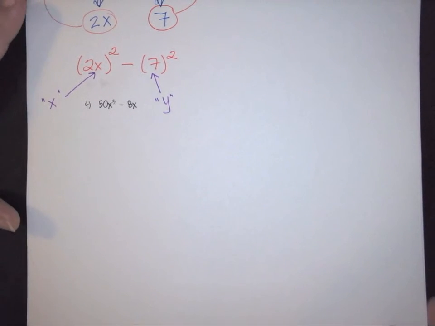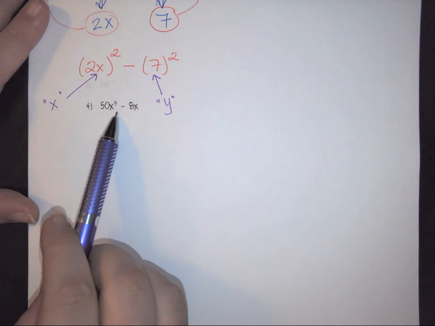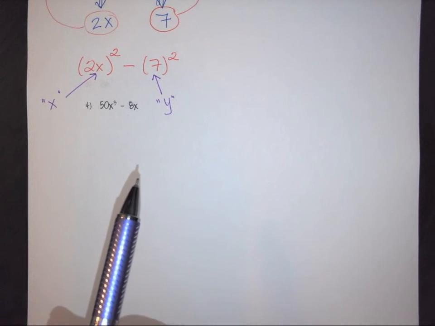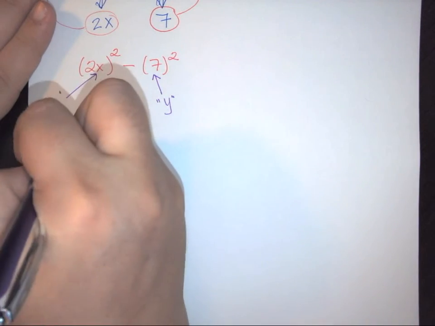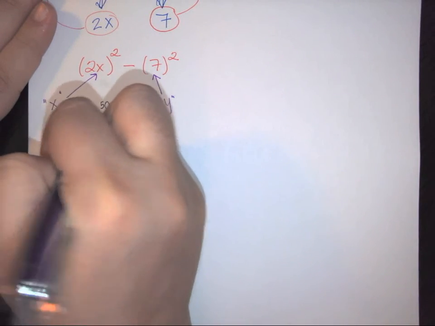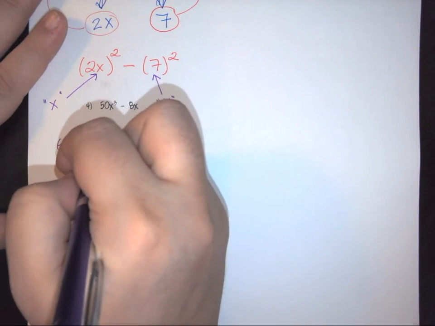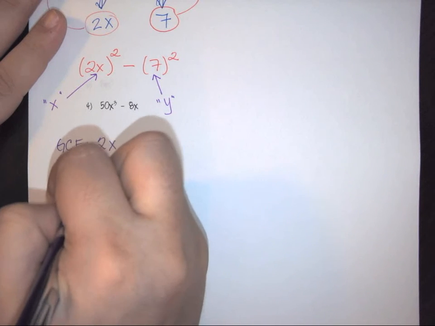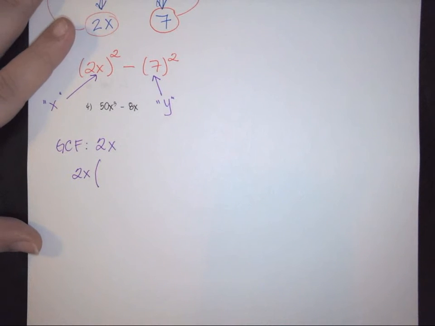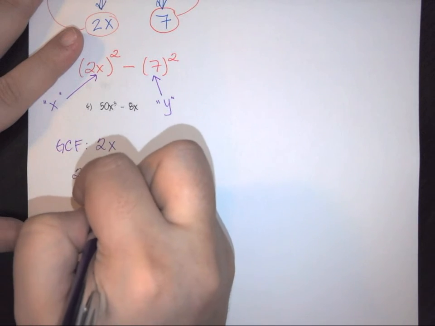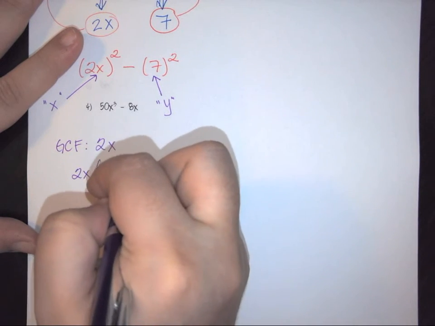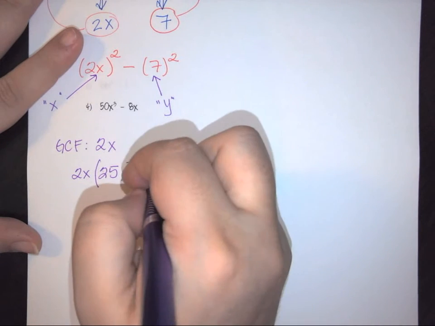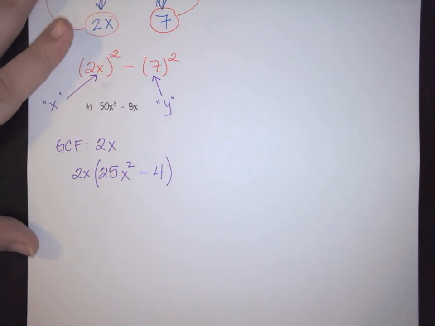Alright, let's break down another one. So here I have 50x cubed minus 8. In looking at this, the first thing that we need to do is identify a GCF. Here my GCF is going to be 2x. So if I pull that 2x out, I have to look at what's left behind. 50 divided by 2 is 25. Pull an x out and that gives me x squared. 8 divided by 2 gives me a 4. Pull an x out, which takes it out completely.